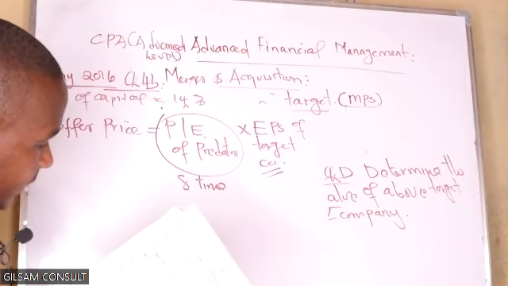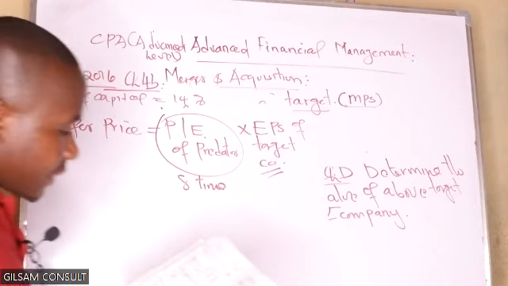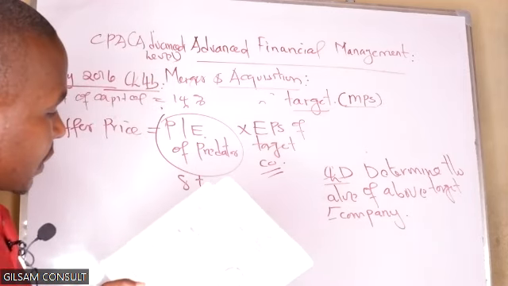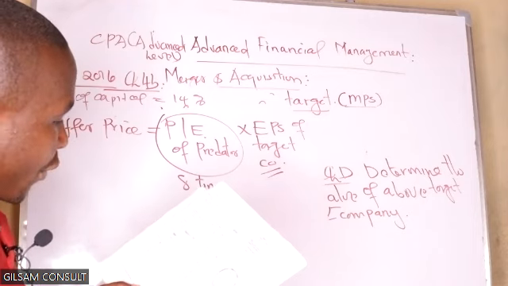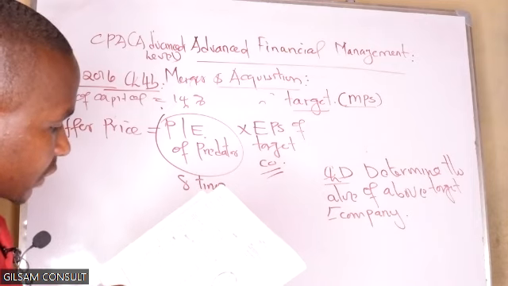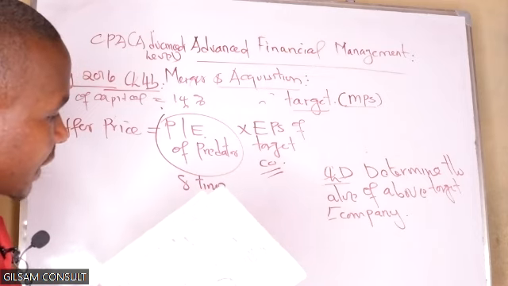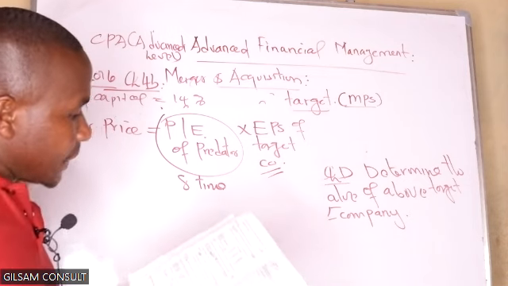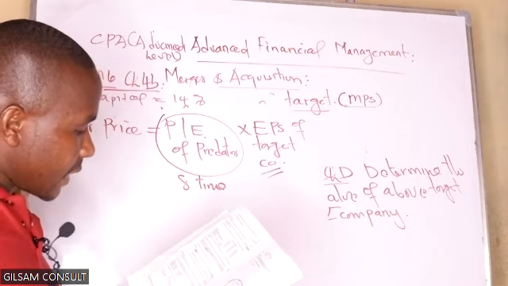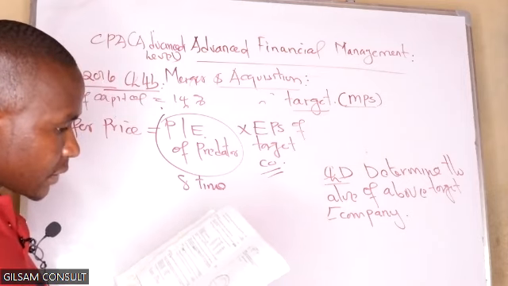86 million. So let's get anything which will help us to get the EPS of that target company. So if it is forward, we have the post earning. The post earning is 86 million. They have not given us the number of shares.